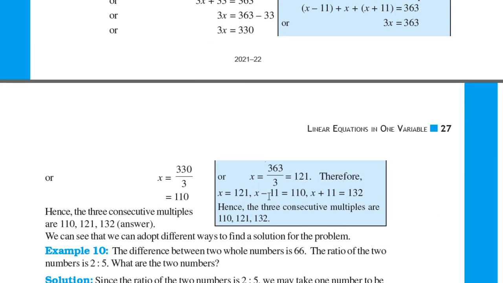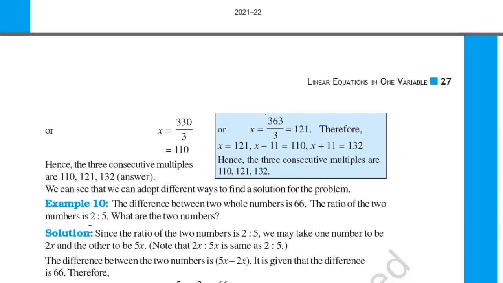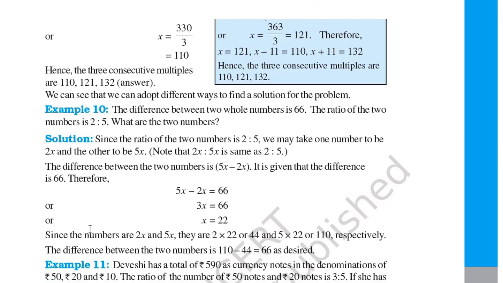So we'll put the value of x here. So x is 121, minus 11 is equal to 110, and x plus 11 is equal to 132. So hence the 3 consecutive numbers are 110, 121 and 132. So here also you find that the 3 consecutive numbers are 110, 121 and 132. So they both are getting the same answer. So we can see that we can adopt different ways to find a solution for the problem.